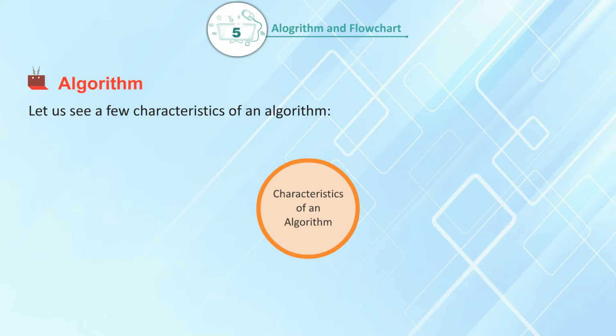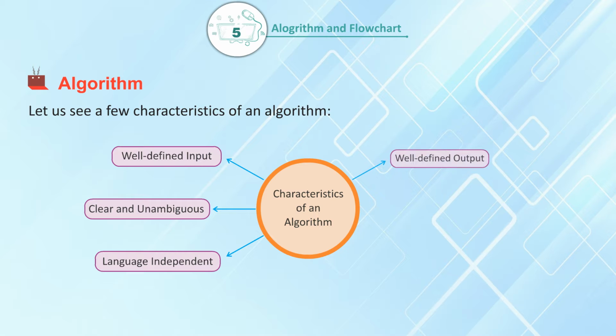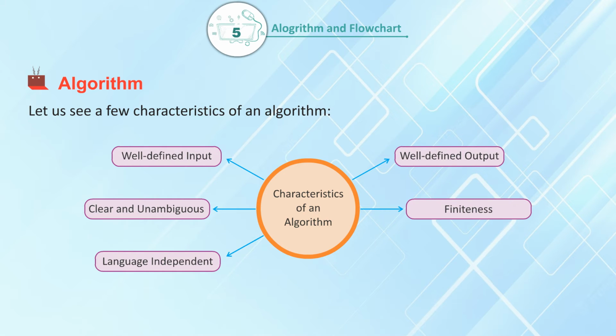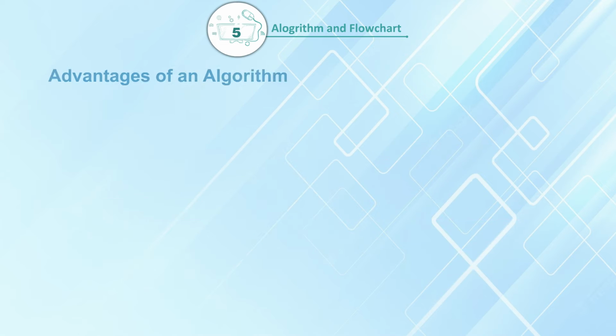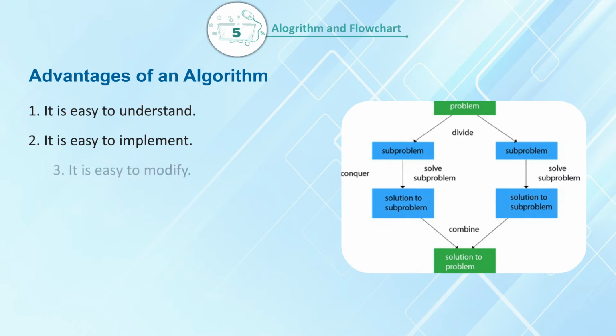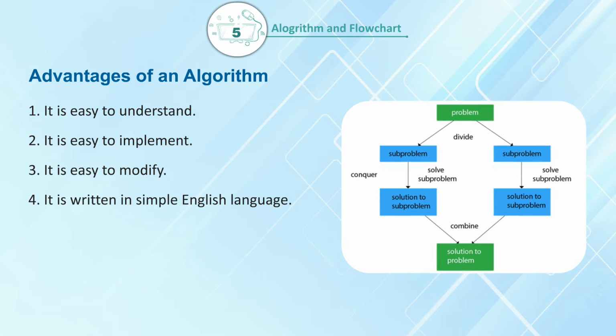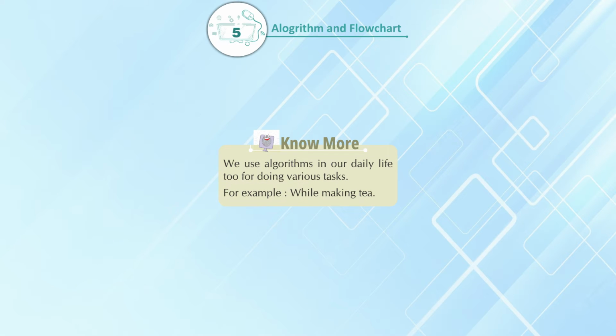Characteristics of an algorithm: well-defined input, clear and unambiguous, language independent, well-defined output, finiteness, feasible. Advantages of an algorithm: it is easy to understand, it is easy to implement, it is easy to modify. It is written in simple English language. We use algorithms in our daily life too for doing various tasks. For example, while making tea.